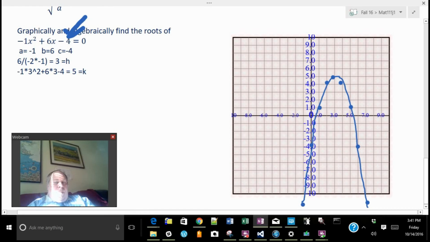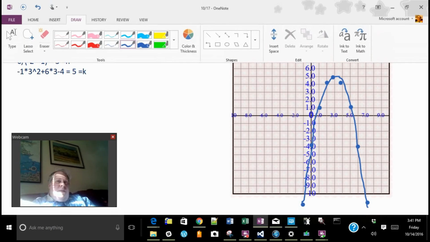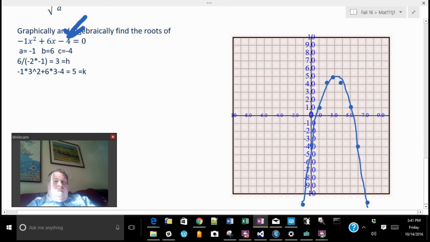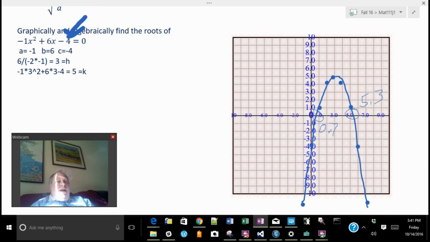This time, if I read this graph right, here are the 2 roots. This one looks like 5.3, and that one looks basically like 0.7. So that's graphically. Now let's attack it algebraically.